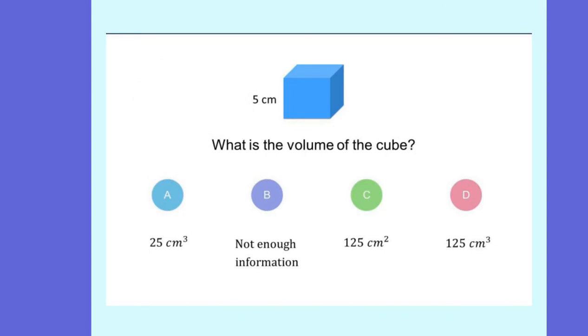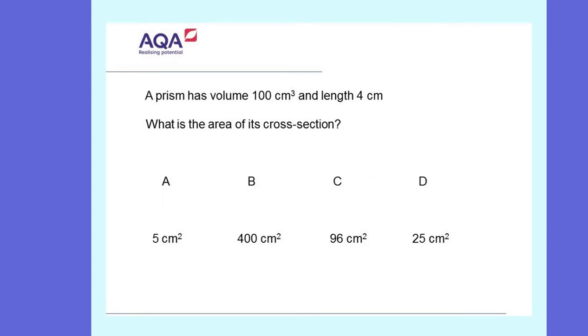Question number 4 for me. This is a nice one. What's the volume of this cube? And finally, question number 5. A prism has a volume of 100 centimetres cubed and a length of 4 centimetres. What is the area of its cross section?